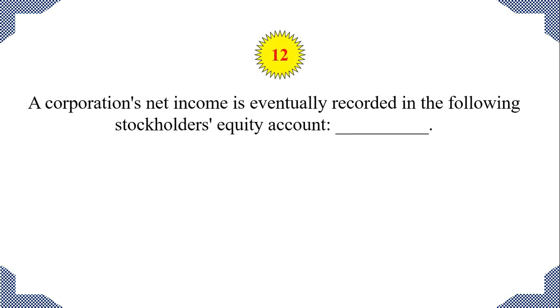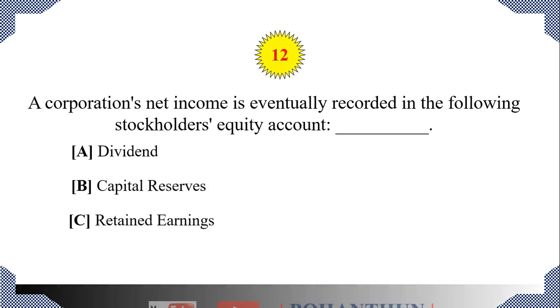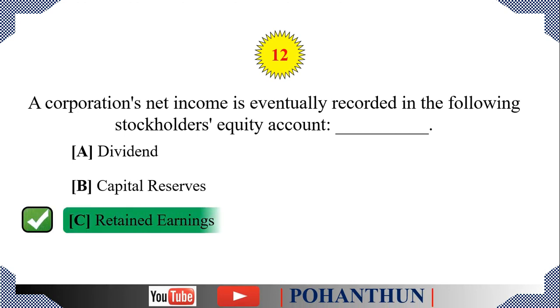Question number 12. A corporation's net income is eventually recorded in the following stockholders' equity account. Option A, dividend. B, capital reserves. Option C, retained earnings. So the right answer is option C, retained earnings. Question number 13.